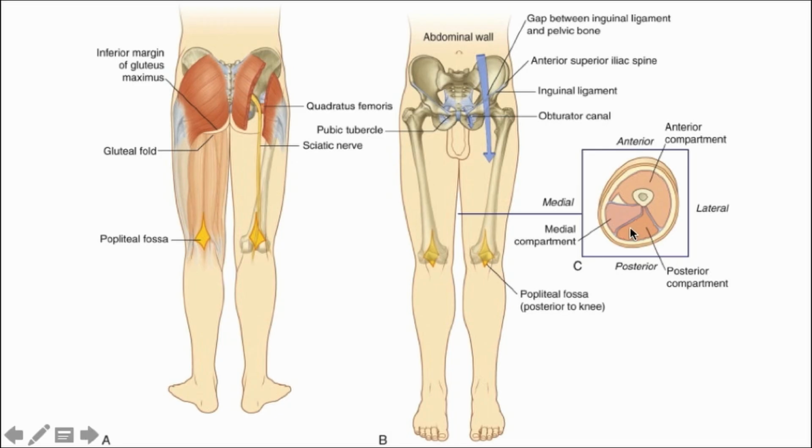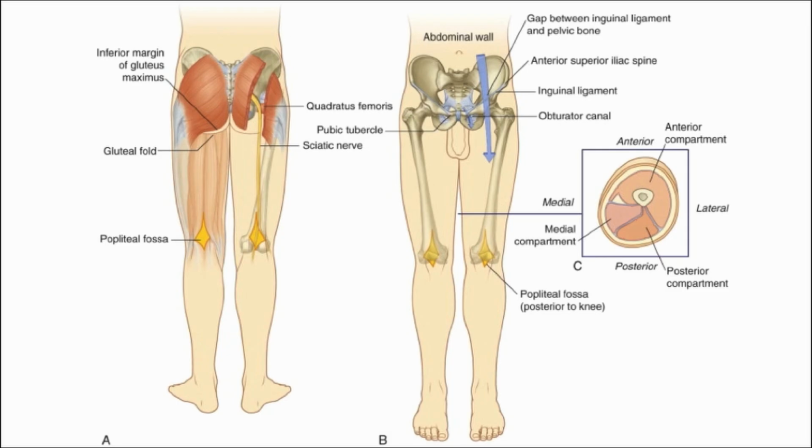The posterior compartment, back here, is comprised mainly of muscles that extend at the hip joint and flex at the knee joint, which are your hammies, right? And then the medial compartment here consists mainly of the adductors of the thigh at the hip joint.